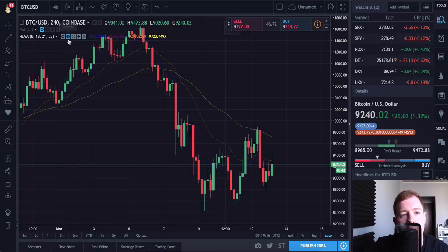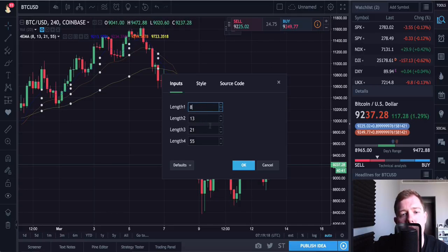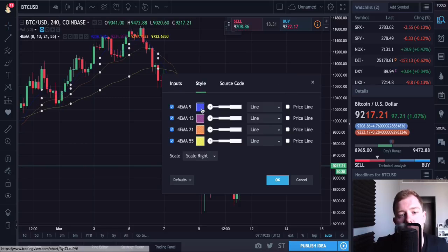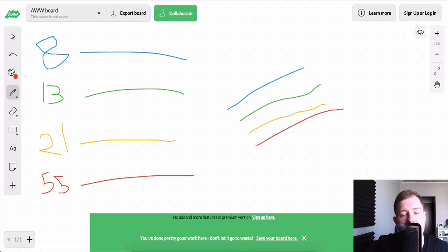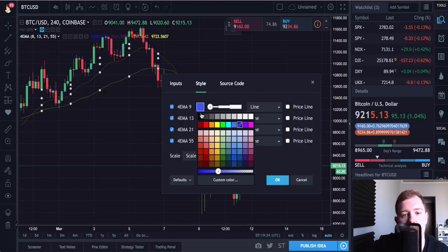We come into the settings icon here. 8, 13, 21, 55, top to bottom. Make sure it's doing that top to bottom, otherwise this is all going to be messed up. We're then going to go on the colors, as I said before. Let's go over to the colors. It's going to be blue, green, yellow, red. So now we're going over to set up blue, green, yellow, red.